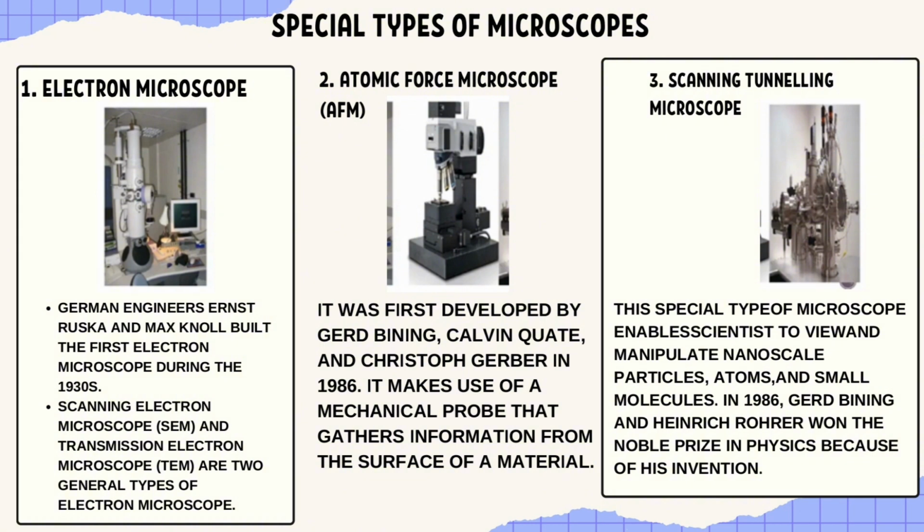Last but not the least, we have the scanning tunneling microscope. So this is a special type of microscope that enables scientists to view and manipulate nanoscale particles, atoms, and small molecules. It operates by scanning a sharp metal tip extremely close to the sample surface. The tip detects the tunneling current that flows between the tip and the sample due to quantum tunneling. So in 1986, Gerd Binnig and Heinrich Rohrer won the Nobel Prize in Physics because of this invention.